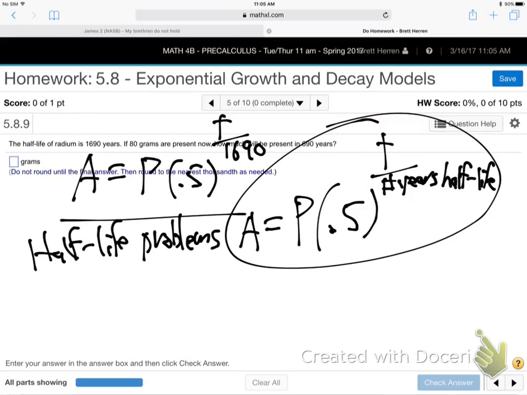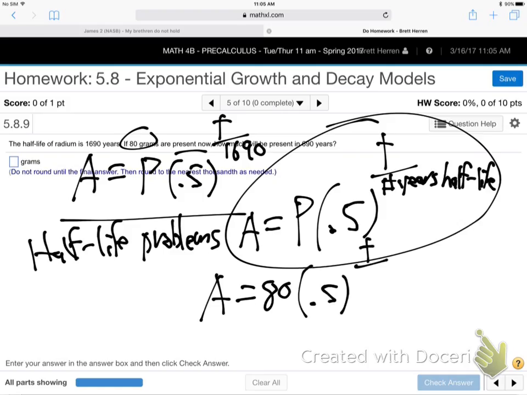So, now, let's finish it up. 80 grams present now. That's P, huh? That's present now. And what's the t? Oh, 690 years. So in 690 years, how much will there be? 690, and we still have the 1690, because that's already the bottom. That makes sense? Just hit buttons on your calculator. Can you get that? Somebody got a number there?